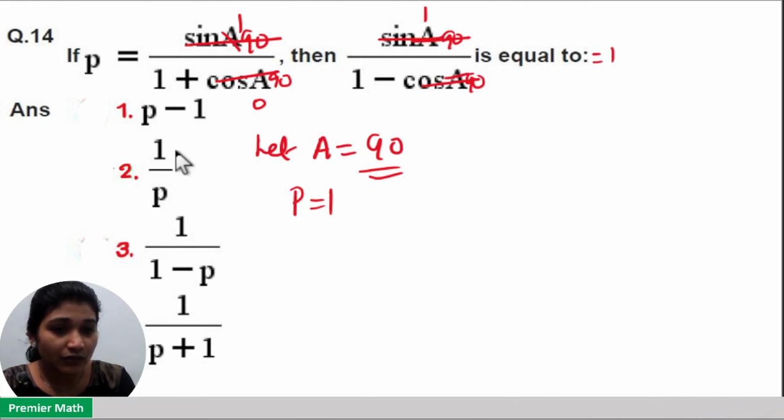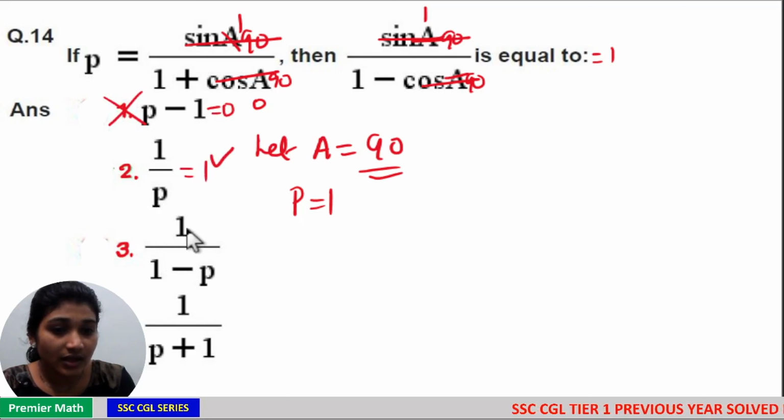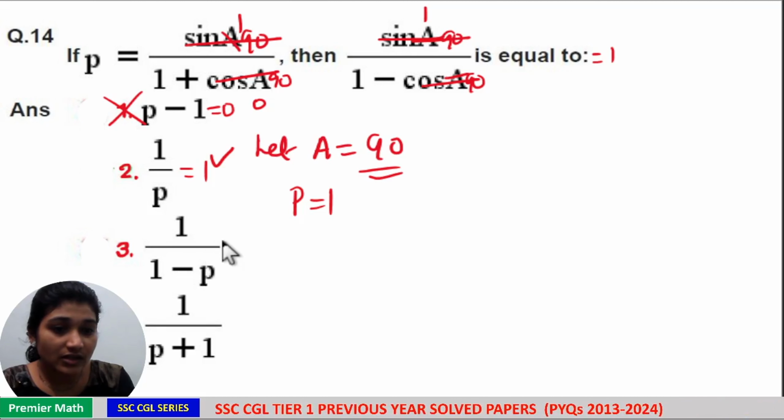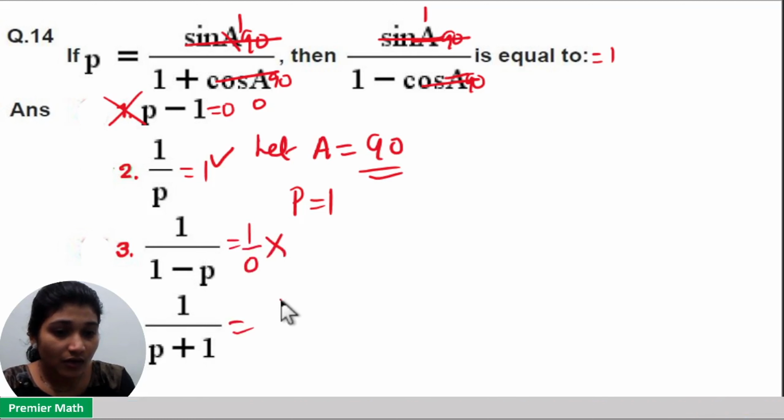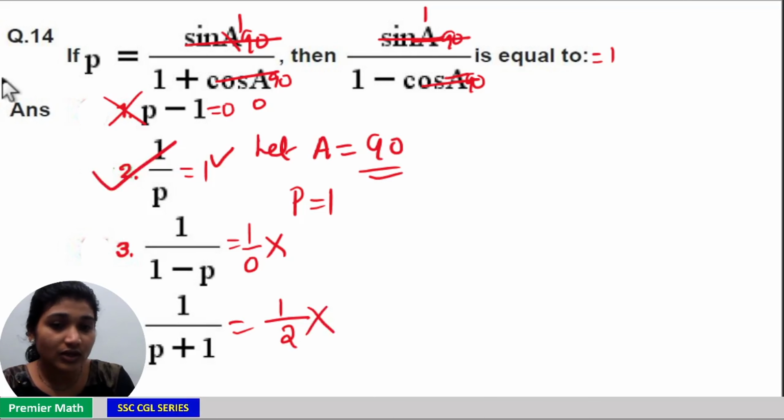Now, if you verify with the options, 1 minus 1 is 0. That is wrong. And 1 by 1 is equal to 1. That is right. Here 1 minus 1 divided by 1 minus 1 is equal to 1 by 0. That is wrong. Here also 1 divided by 1 plus 1 is 2. That is wrong. So option 2 is your answer. In the same way, you can verify your answer.